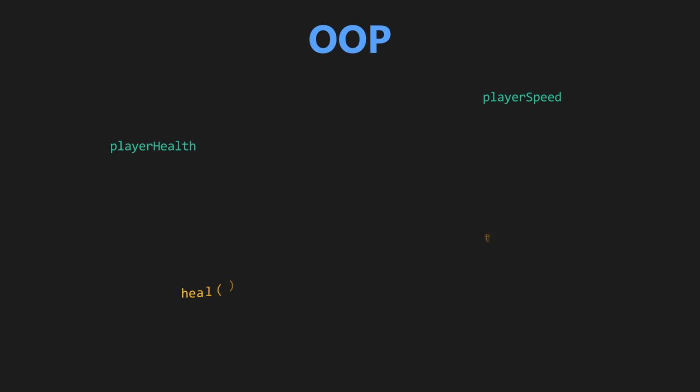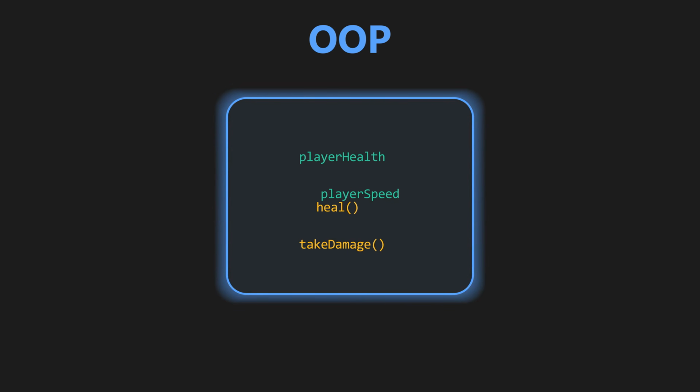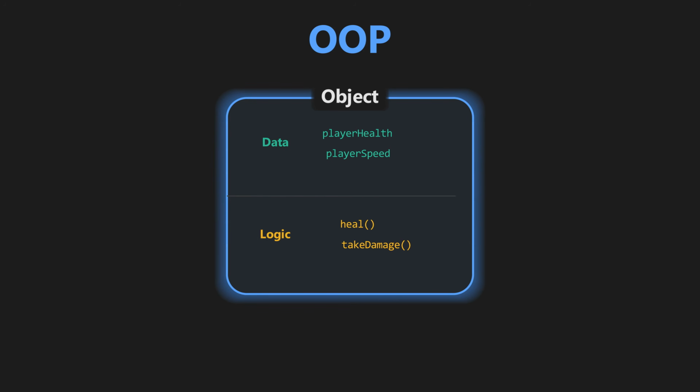OOP fixes this mess by grouping the data and the logic together into a single package. The package is called an object. You no longer have floating variables and floating functions. You have a player object that holds its own health and has its own functions built right inside it.